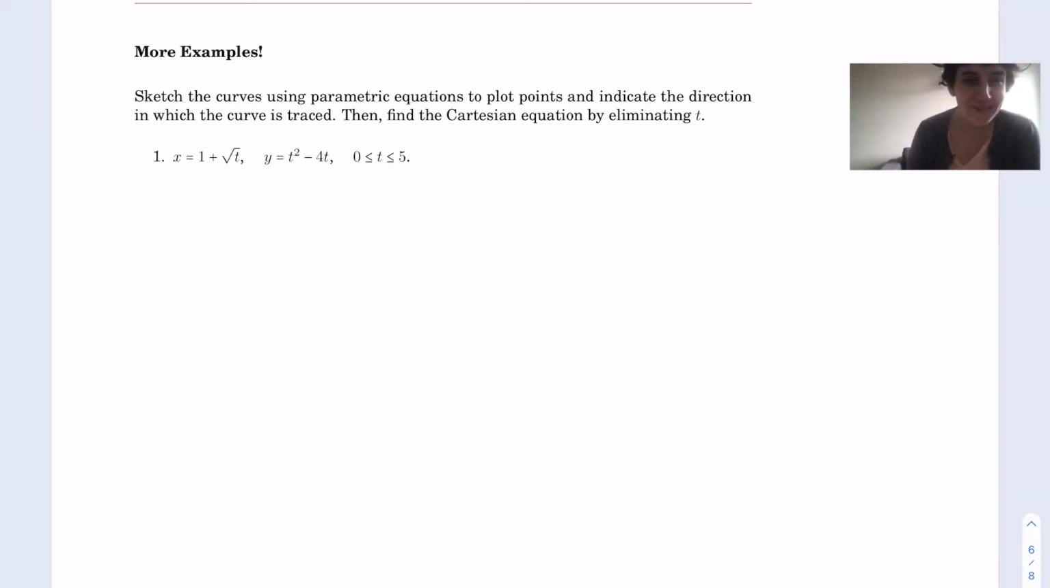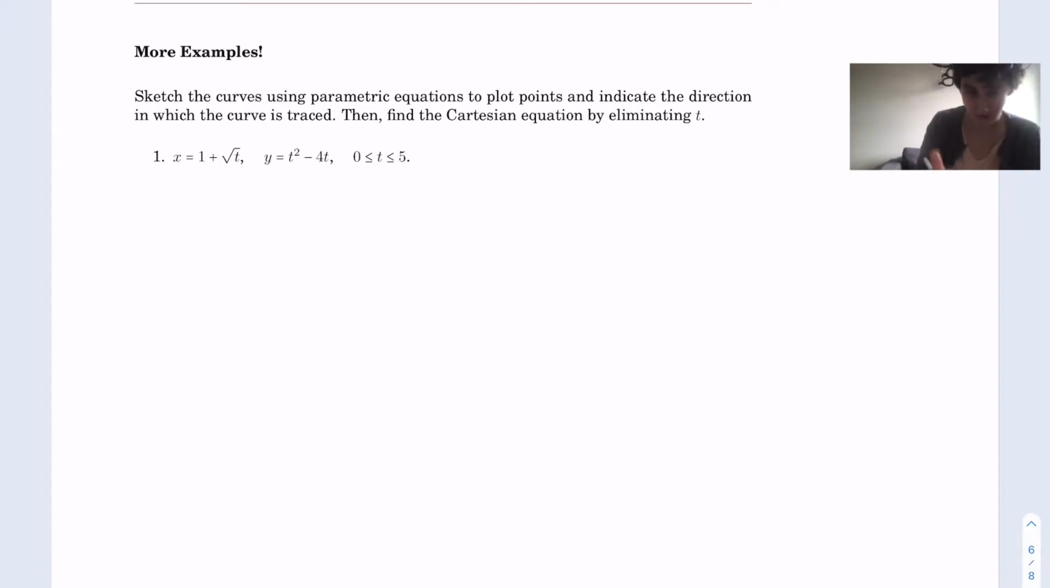All right. So now I'm going to do three examples. Three examples of parametric equations. We're going to plot them, and then we're going to indicate the direction of motion. And then we're going to actually find the Cartesian equation by eliminating t, and see if that kind of aligns with our drawing.